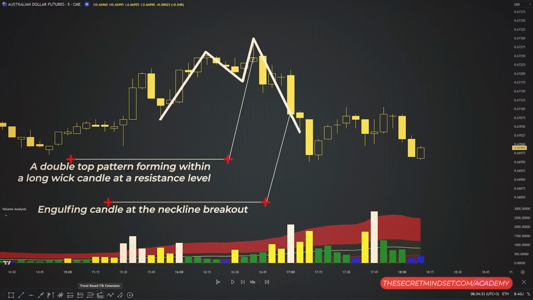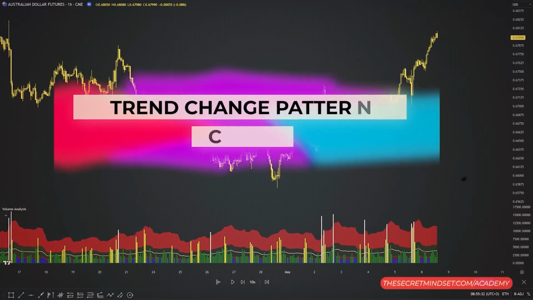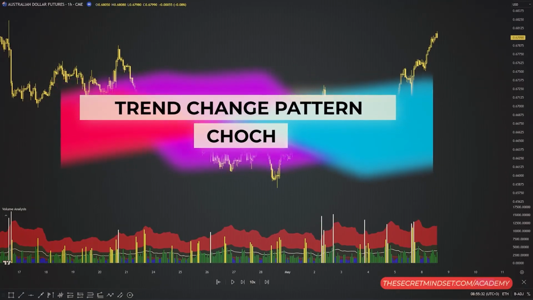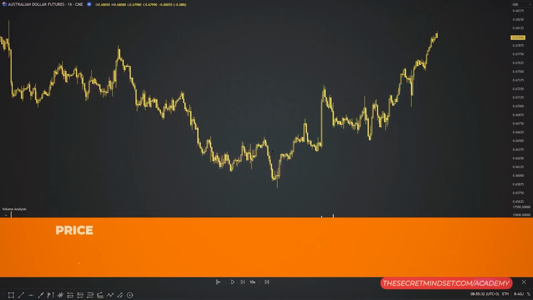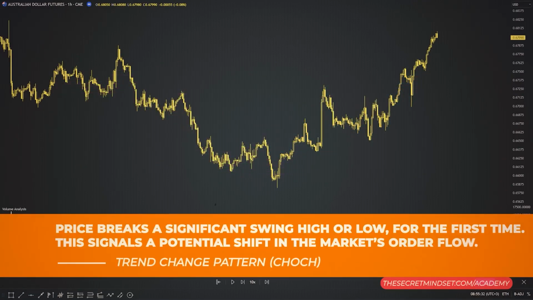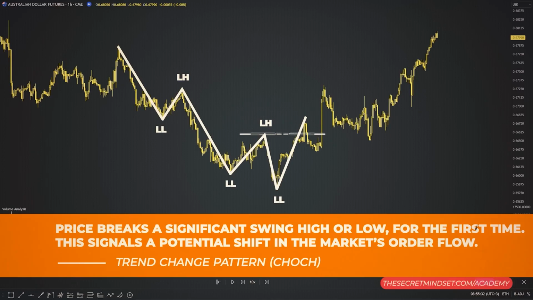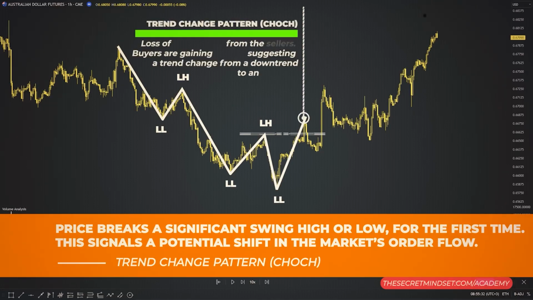A trend change pattern, also known as a change of character, occurs when the price breaks a significant swing high or low for the first time. This signals a potential shift in the market's order flow. For instance, if the market has been in a downtrend with lower lows and lower highs, and the price breaks above a previous major swing high, it indicates a change of character.